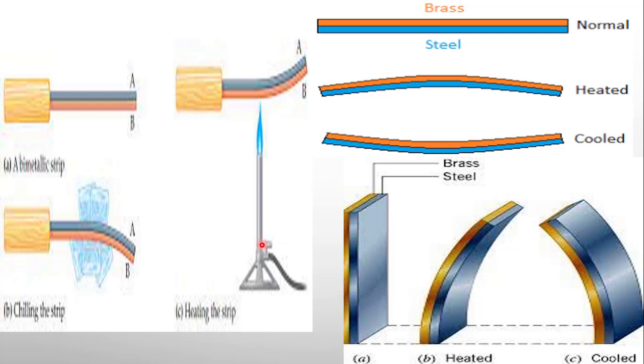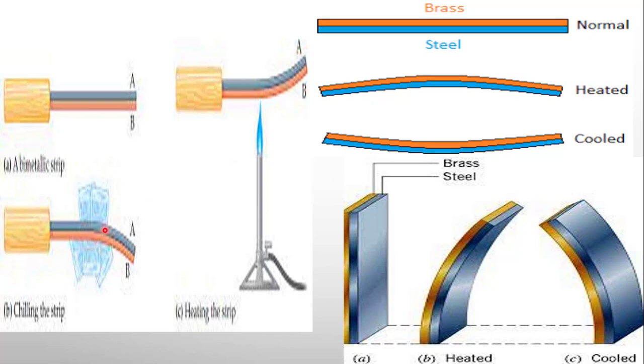Moving on, these are different pictures here for a bimetallic strip. One is to show the heating process, where we are heating the strip. The other one is for cooling the strip. In this case, you can realize that material B expands more than material A. Therefore, we have it curve upwards.